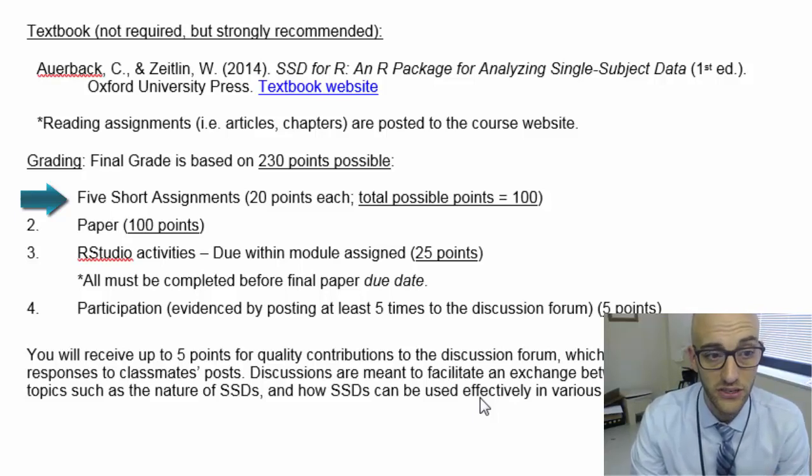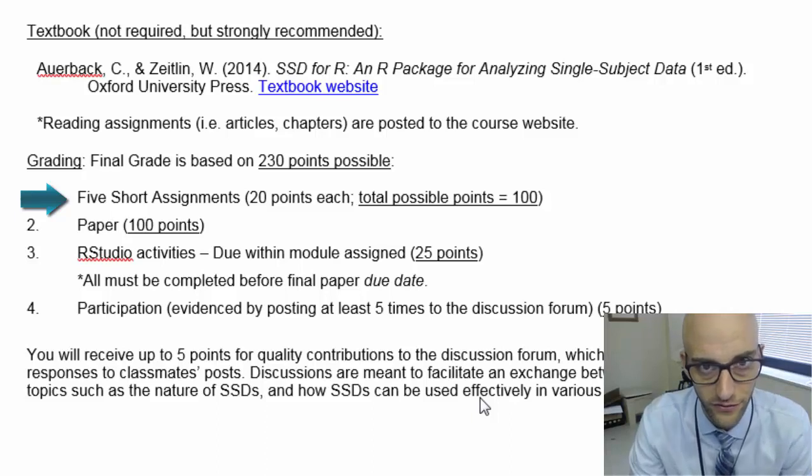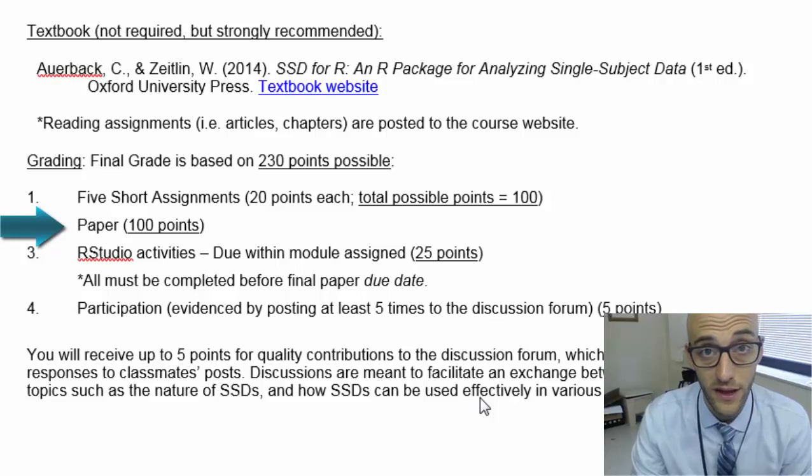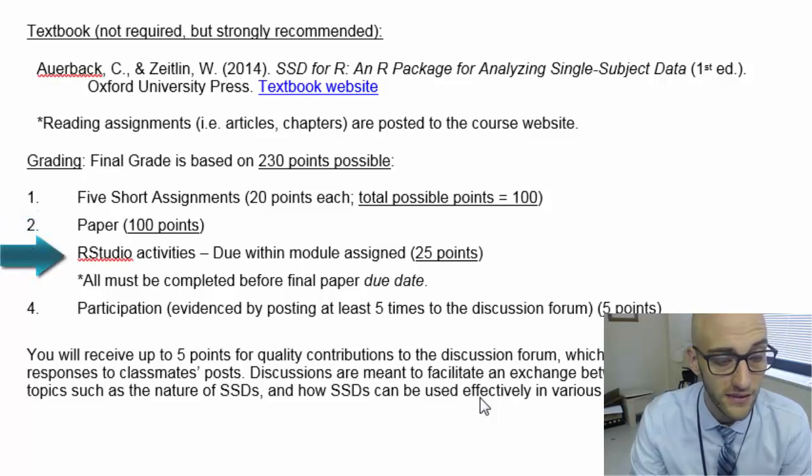And you should also realize that you've got one opportunity to redo the short assignments if there's anything that I can suggest as an improvement, which also helps to take off some of the pressure of evaluation or grading. And then your final paper is worth 100 points. The rubric is posted to the website, which is what I use for grading these. There's 5 R Studio activities. Again, these are all meant to help you to feel comfortable with analyzing your own SSD data. I will post the suggested due dates.